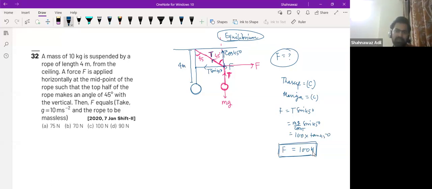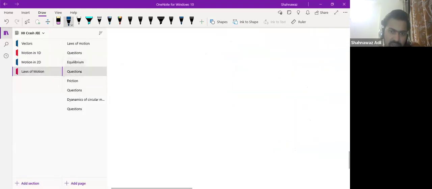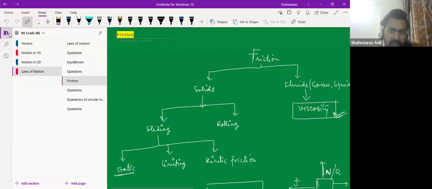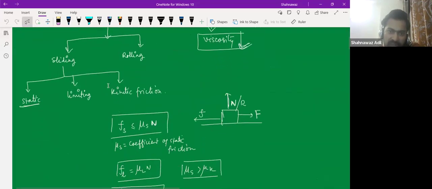Is it clear? Okay, so now we'll move on to the next topic, which is friction. As you have learned, there are different kinds of friction. This question I will leave for you guys, please try this one. But let us move on with friction.